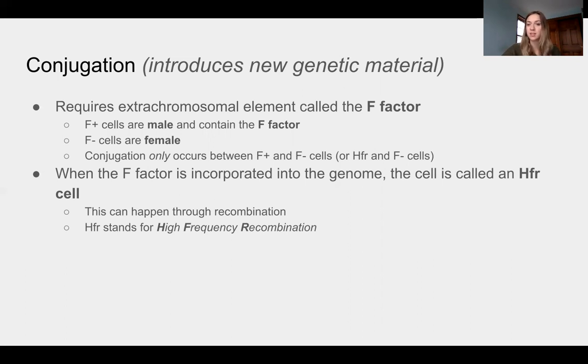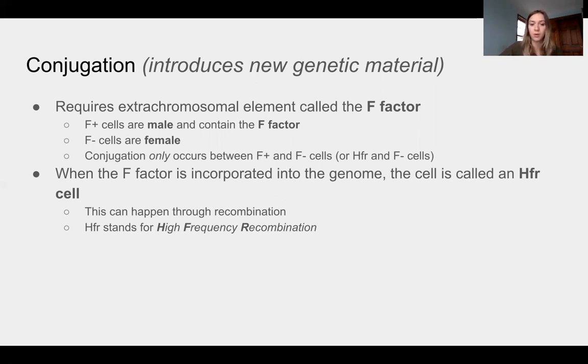So two F positives can't conjugate. Two F negative cells can't either. Two HFR cells can't either. So it's F positive or HFR and an F negative. HFR basically just means that this extra chromosomal component has inserted into the DNA. So that just means it's high frequency recombination.